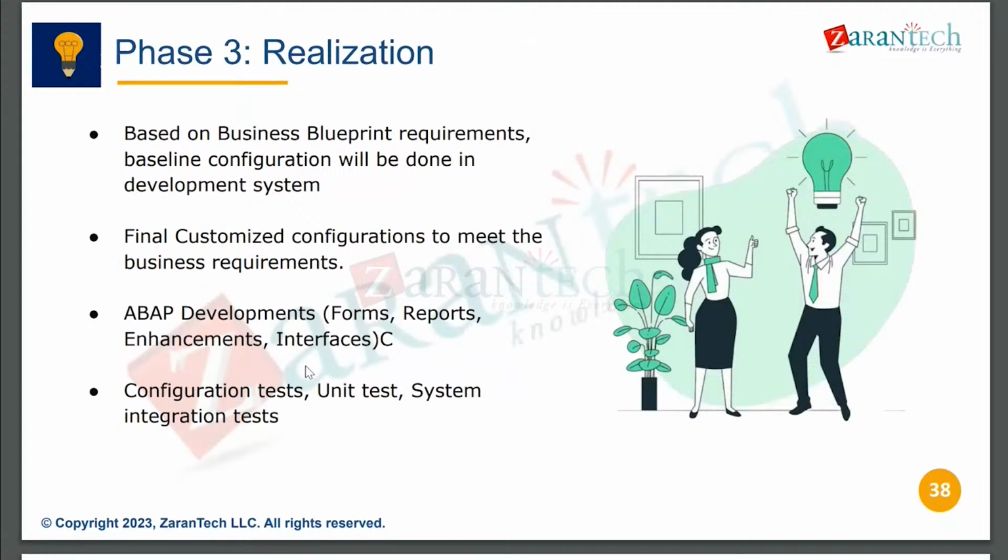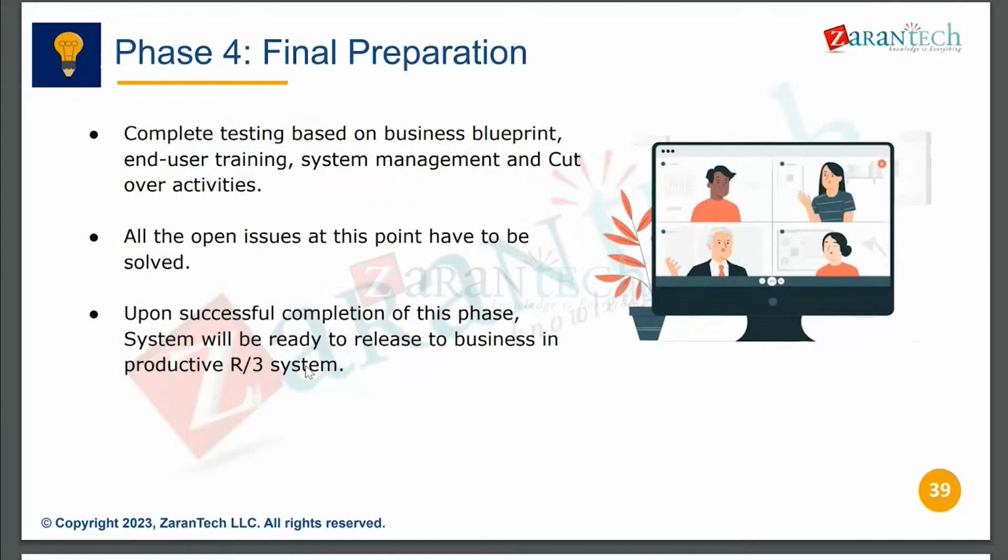Okay, so this is the business blueprint requirement and baseline configuration. Based on the business blueprints, we'll do the system configuration, and we'll finalize the configuration part also to meet the business requirement. And the above developments, configuration test, unit test, and system integration test will be carried out here. And this is final preparation. So all the user acceptance tests as per the blueprint will be completed, and user trainings will be done. System management and cutover activities will be finalized.